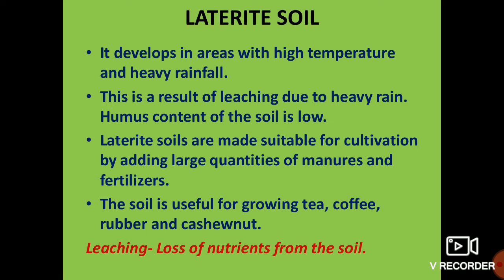Laterite soil is made suitable for cultivation by adding manures and fertilizers. Manure means the waste matter from animals that is spread over or mixed with soil, which helps the plants or crops to grow. So when manure or some fertilizers are added, then only laterite soil is made cultivable, suitable for cultivation.